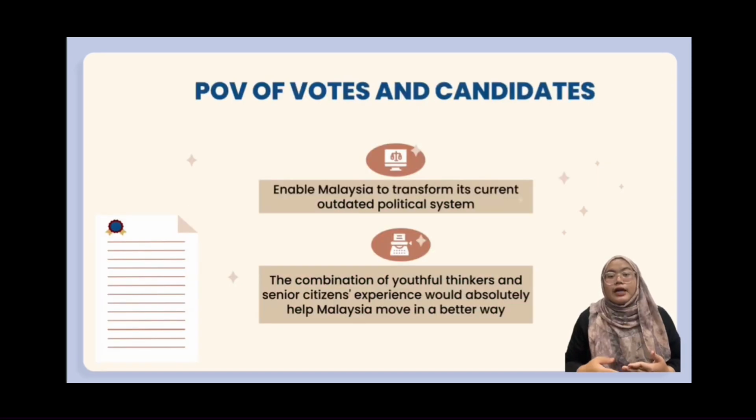And the last point of view is about voters and candidates. There were several issues after the recent news that the Malaysian citizen voting age will be lowered from 21 to 18 years old. There are some who support and those who disagree with the idea that voting rights begin at the age of 18. However, in our opinion, this change will enable Malaysia to transform its current outdated political system, and young people now must show their ability to build a new and fresher political atmosphere.